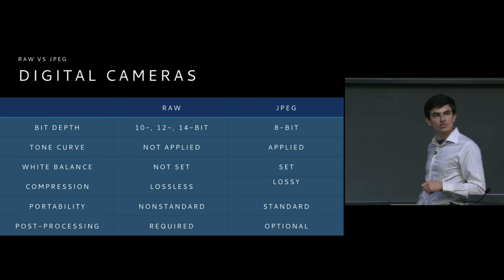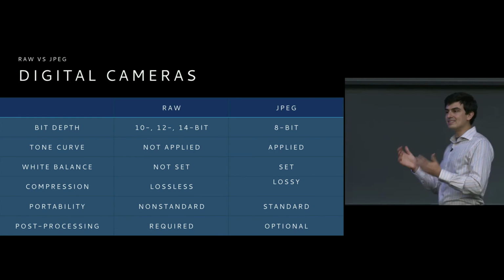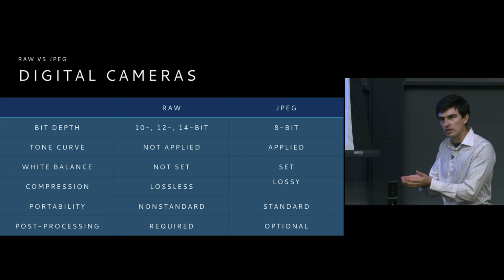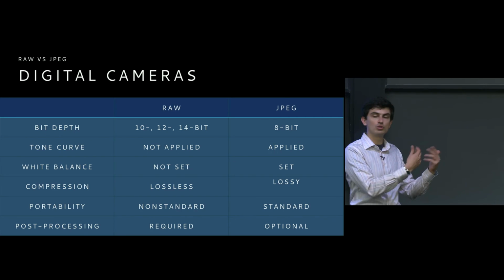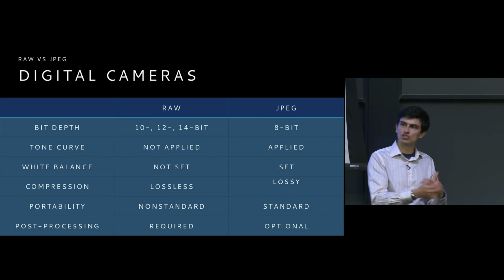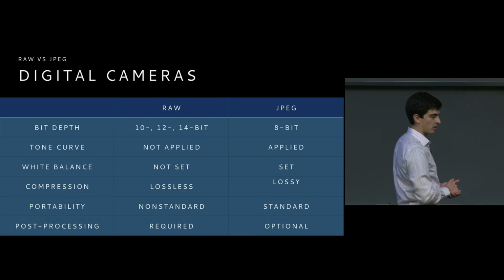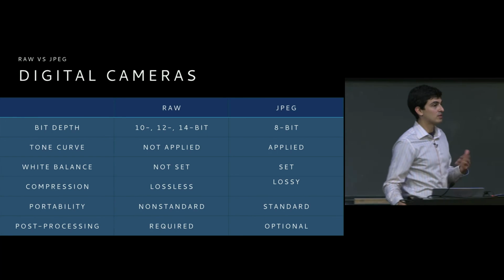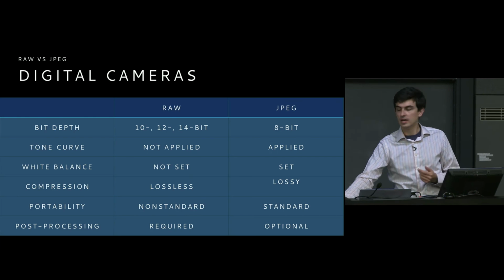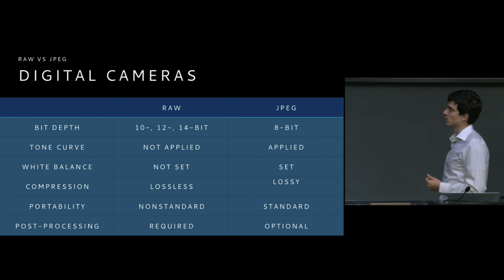Portability here, again, is just a way of measuring how easy it is to take that one file and move it from one computer to the next, and make sure that it is interpretable or viewable by other computers. Generally, you have to have special software for RAW, as we talked about. You generally have to process it and do a variety of things.